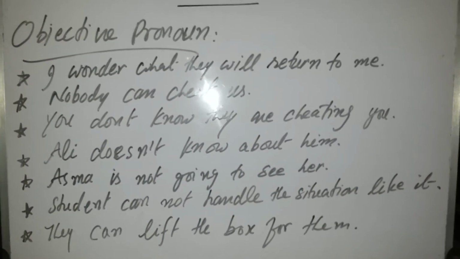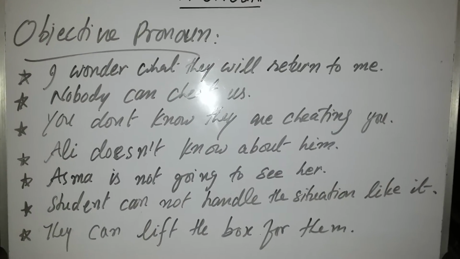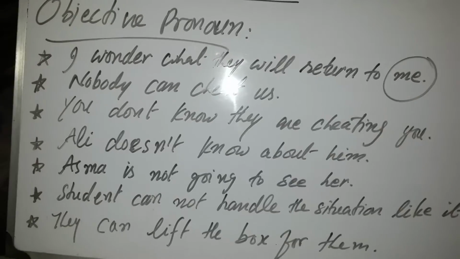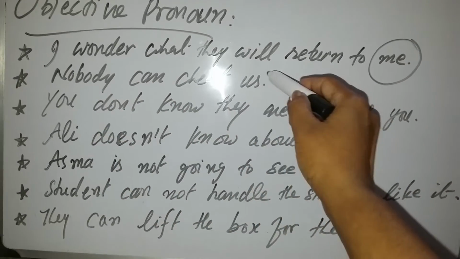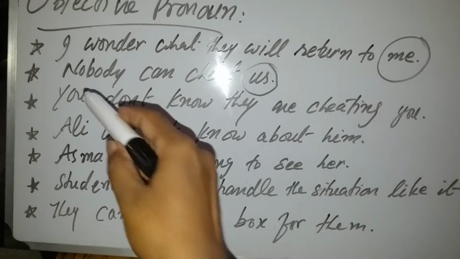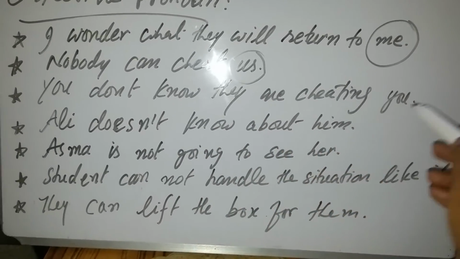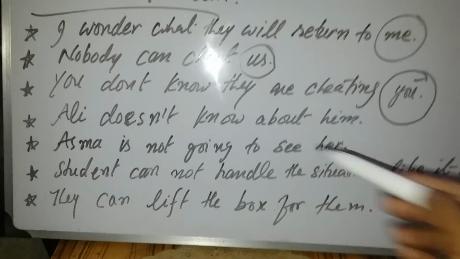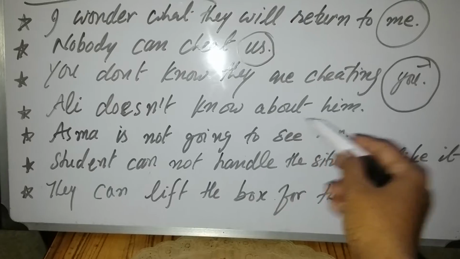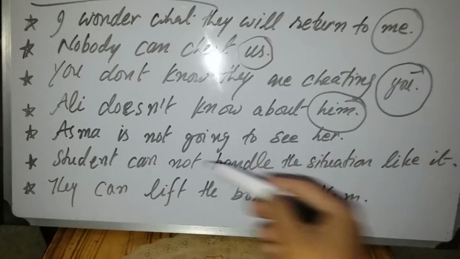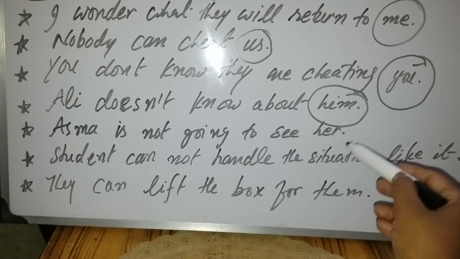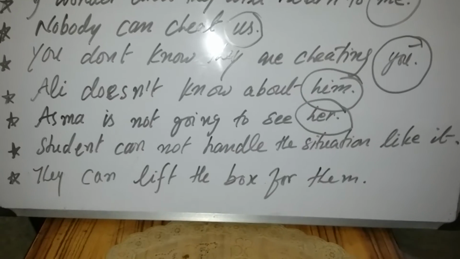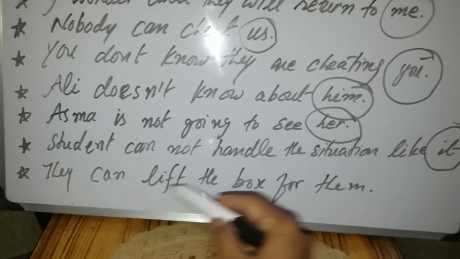Now here are examples of objective pronouns. I wonder what they will return to me. Objective pronoun. Nobody can cheat us. Objective pronoun. You don't know they are cheating you. It can be used as singular as well as plural. Ali doesn't know about him. Objective pronoun. Asma is not going to see her. Objective pronoun. Students cannot handle the situation like it. Objective pronoun. They can lift the box for them.